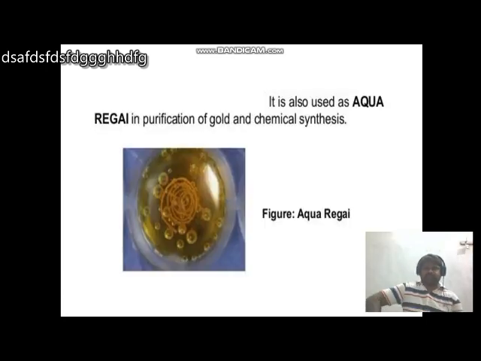Another use of nitric acid is aqua regia. In aqua regia, gold metal is completely purified. For example, if there is old gold, to purify it people go to the gold shop and ask them to clean the gold. At that time they use one chemical substance, known as aqua regia. In aqua regia, nitric acid is present, and another name for aqua regia is royal water. So this is a use of nitric acid.